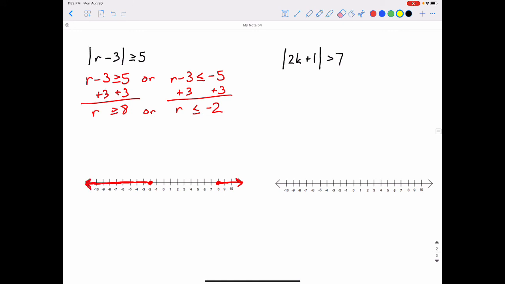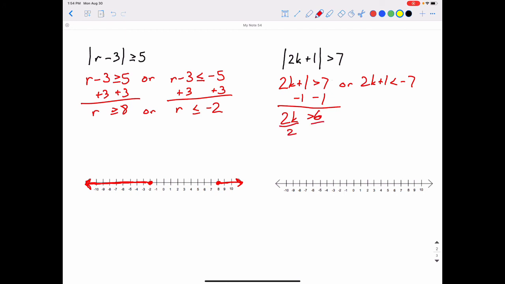So let's try one more. The absolute value of 2k plus 1 is greater than 7. So we're going to rewrite these. It'll be 2k plus 1 greater than 7, or 2k plus 1 less than negative 7. Then we solve them separately. So I'll subtract 1 from both sides. That gives me 2k is greater than positive 6.